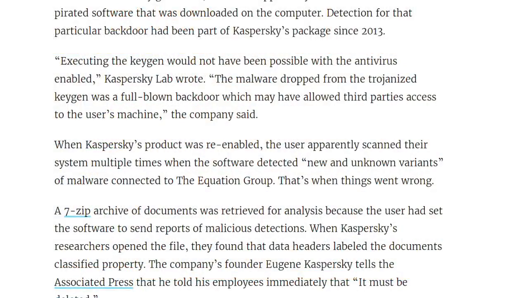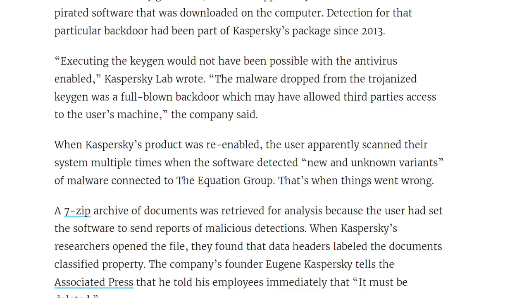And if I was, I would have all my virus software running. But then it says here that the virus software would stop that. Yeah. Quoting here, executing the keygen would not have been possible with the antivirus enabled. Okay, so that's why he disabled it, because he couldn't get it to run.